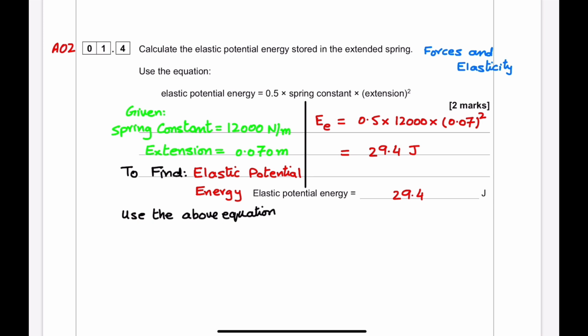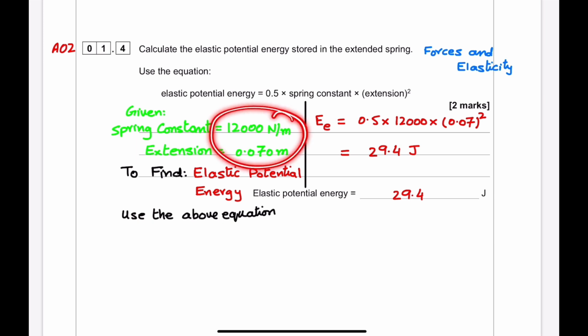We have the spring constant value, that is 12,000 Newton per meter, and we know that the extension in the spring is 0.070 meter, and we have this value in part 1.3. We need to find the elastic potential energy. So we have the formula of the elastic potential energy, that is 0.5 times spring constant times the square of the extension.